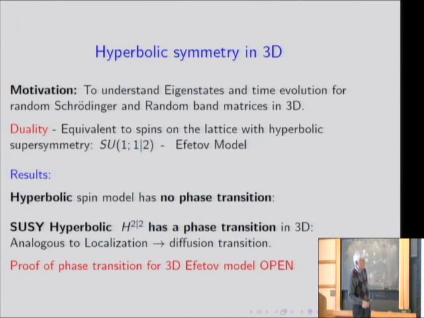Now, the proof for the real model, which is what I call the Efetov model, this model up here, is still wide open. We don't know how to do that. Now, of course, you should probably be wondering, why should I ever see hyperbolic symmetry, and what could it possibly have to do with random matrices? So that's what I would like to explain in the next slide.